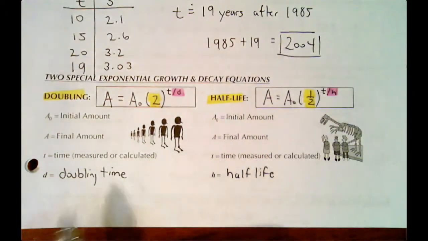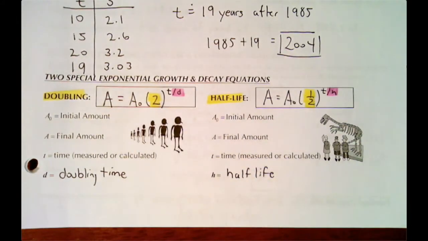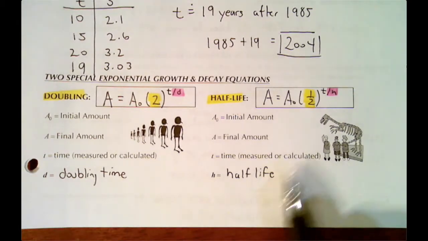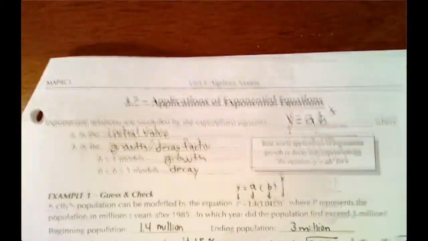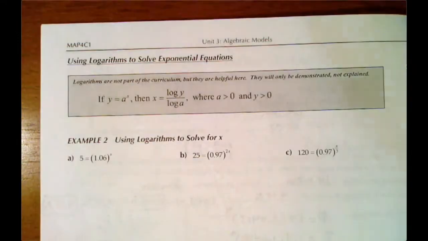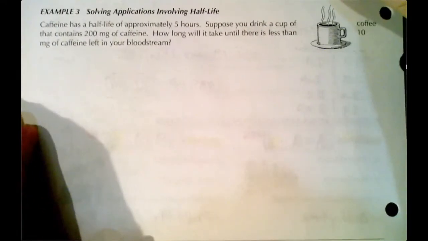So if the question tells you it takes 4 hours to double, that's the d. If it says it takes 2 hours to half, that's the h. So watch out for that extra part of an equation. I should give one of these a shot. I'm going to skip this logarithm stuff. I'm going to show you that at the end.